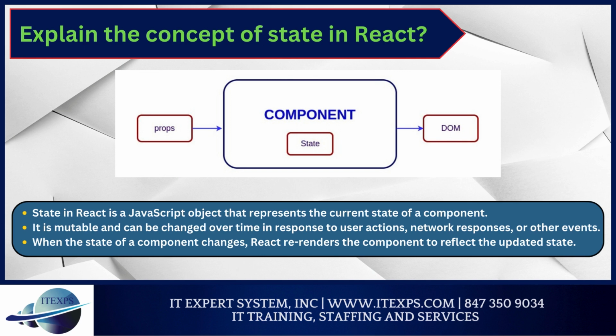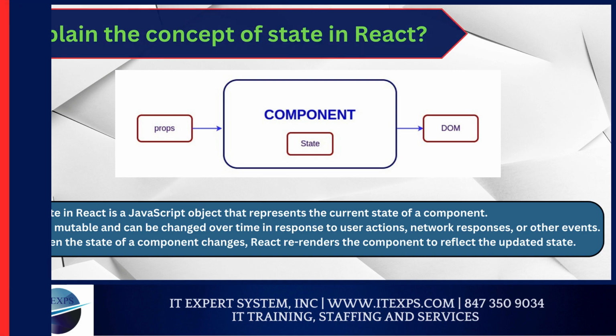Explain the concept of state in React. State in React is a JavaScript object that represents the current state of a component. It is mutable and can be changed over time in response to user actions, network responses, or other events. When the state of a component changes, React re-renders the component to reflect the updated state.